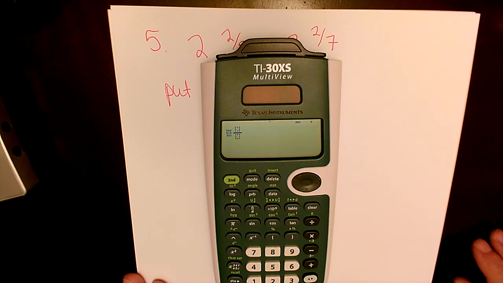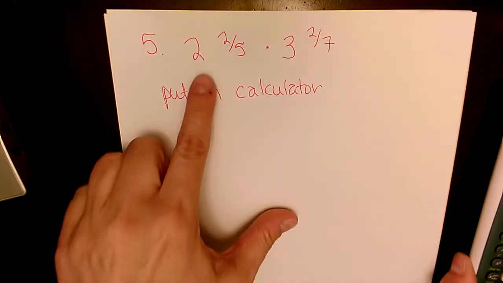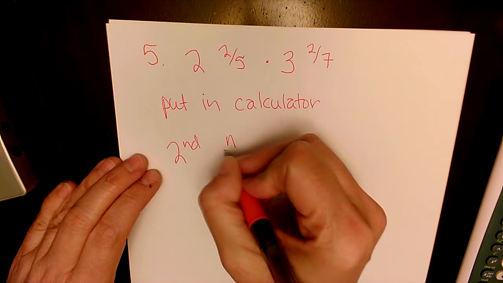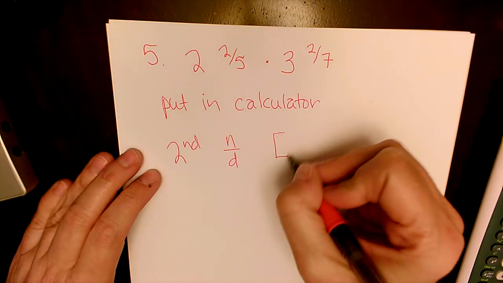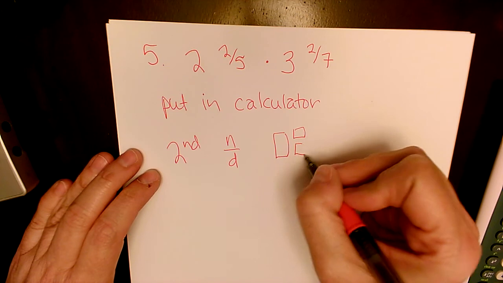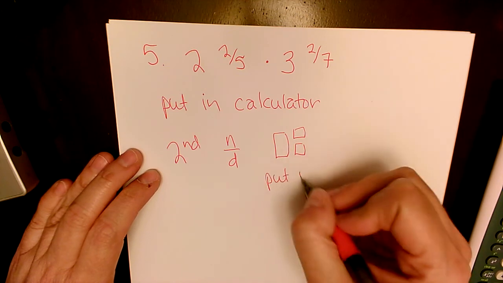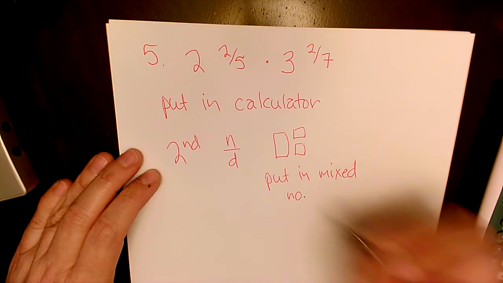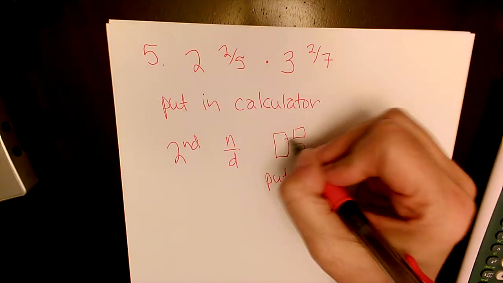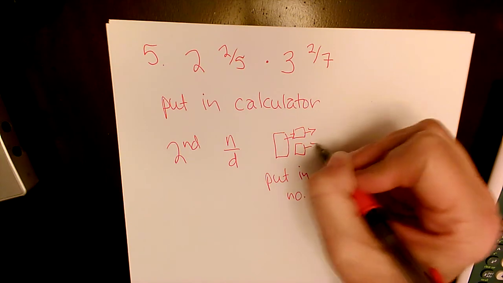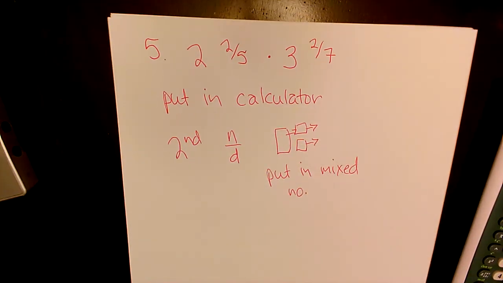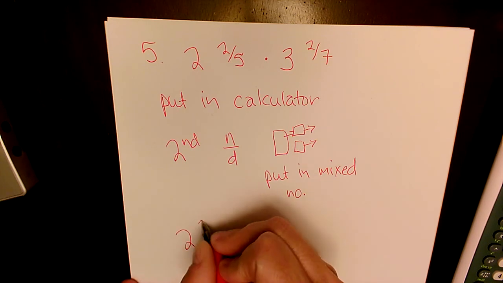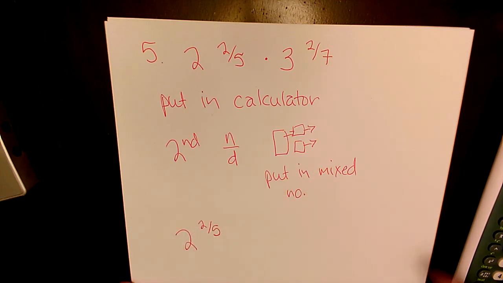So we're going to fill in with our first mixed number. So let me write this down. You're going to go second, n over d, and then this is going to come up, and put in the mixed number. Okay, and follow the arrows. Okay, so we're going to put in 2 and 2/5.